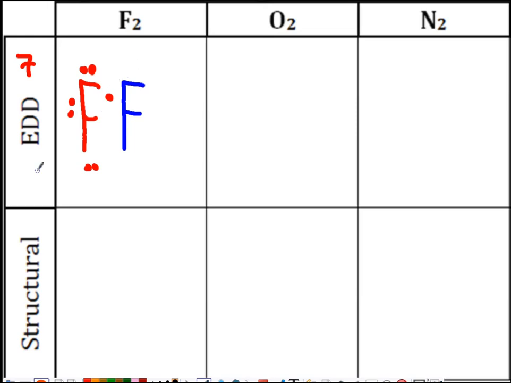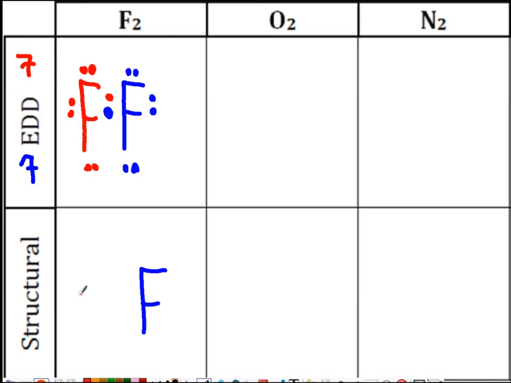This fluorine is also going to give 7 dots. So here's my first dot. Pro tip, make the bond right away. So there's 1, 2, 3, 4, 5, 6, 7 dots. You'll notice 1, 2, 3, 4, 5, 6, 7, 8. 1, 2, 3, 4, 5, 6, 7, 8. Both of these are now happy. They've got 8 dots each, and I've got 1 bond between them.